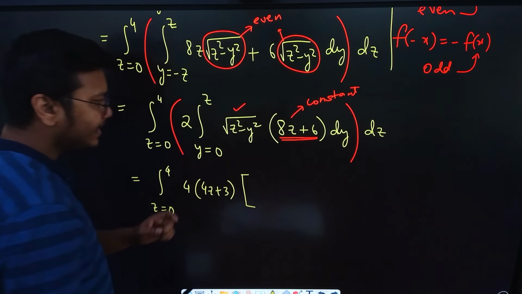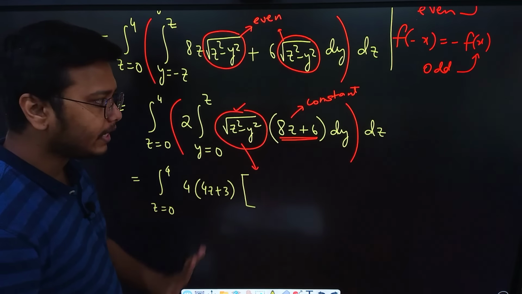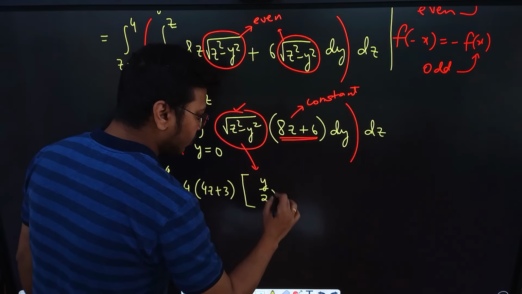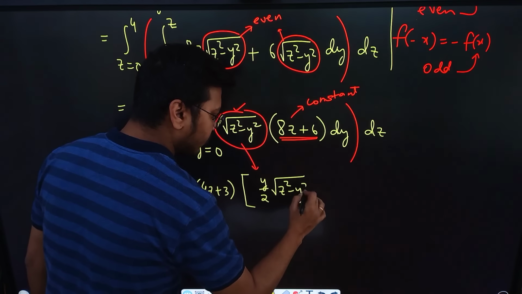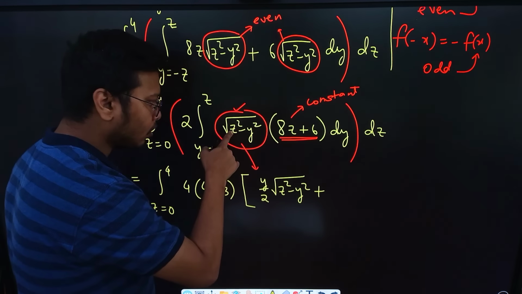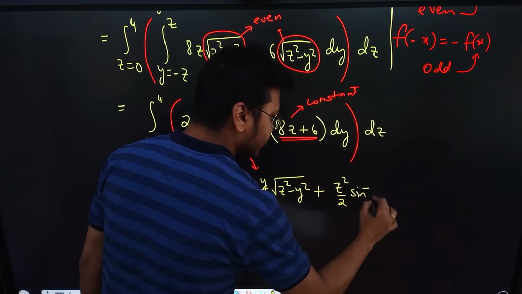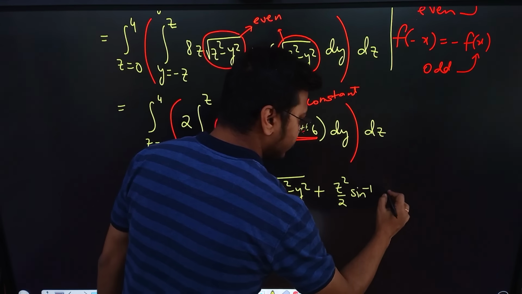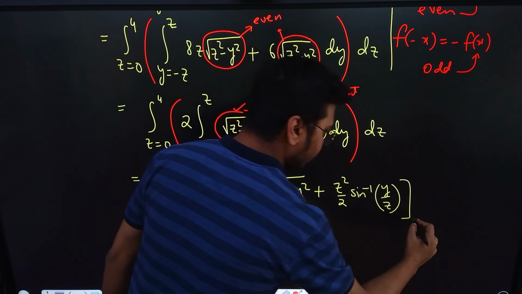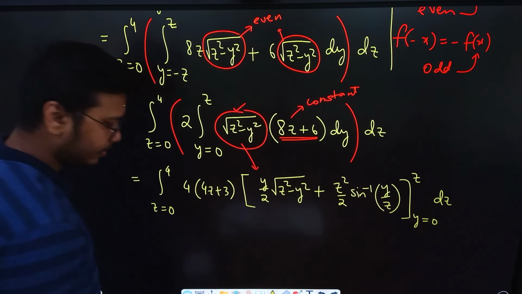And now I will be integrating this part, integration of this with respect to y. I hope you remember the formula. It's going to be y by 2 root over z square minus y square plus the constant square by 2. Here the constant is z, so z square by 2 sine inverse the variable by constant, which is y by z, and the limits are 0 to z. Okay, y from 0 to z, and the dz integration is still remaining.